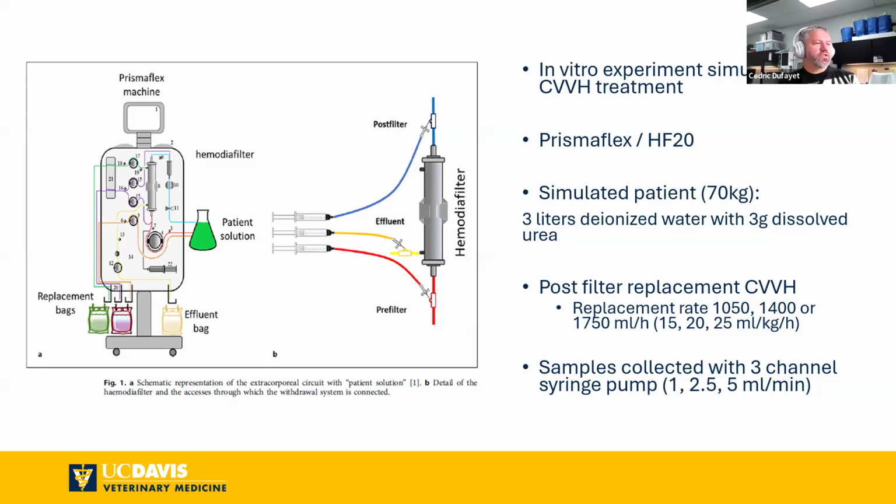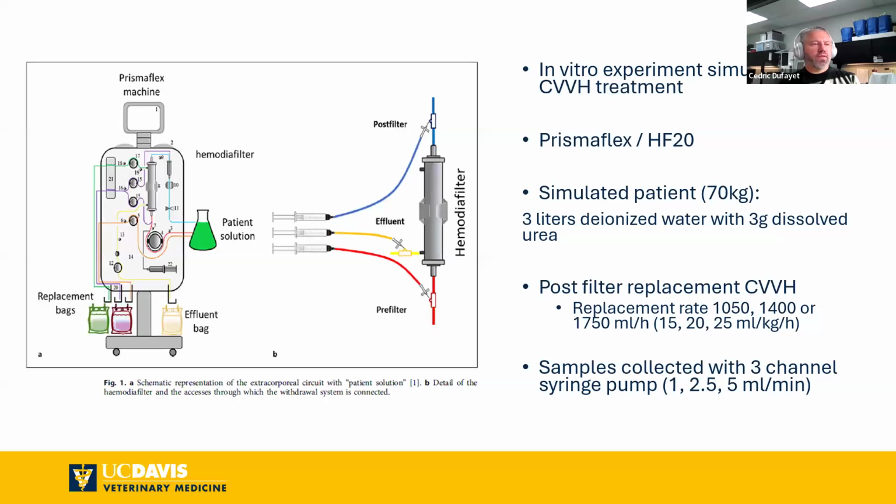And during that treatment, they're going to look at different blood flows. I think they're going to run at 80, 120, and 160 mL per minute, and different replacement flows. So it's post-filter replacement. And they're looking at some standard doses in people, which are 15, 20, and 25 mL per kg per hour, which in that simulated patient would correspond to 1,050, 1,400, and 1,750 mL per hour. So that's your setting.